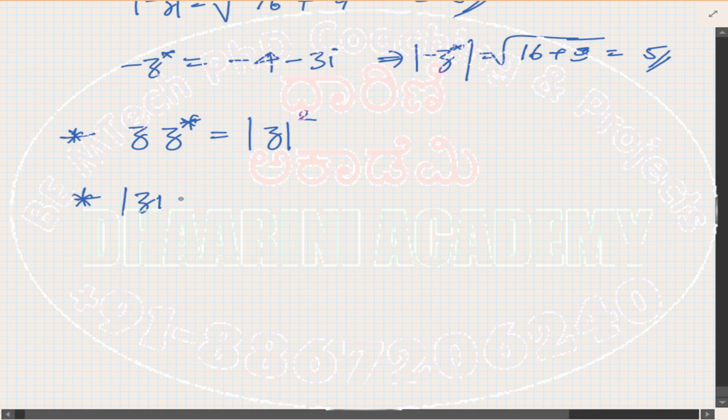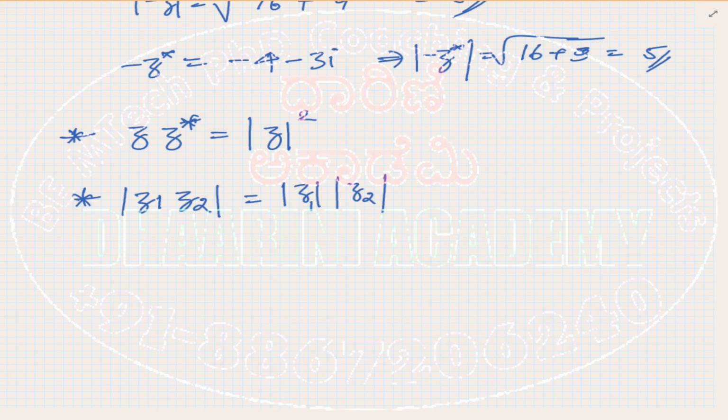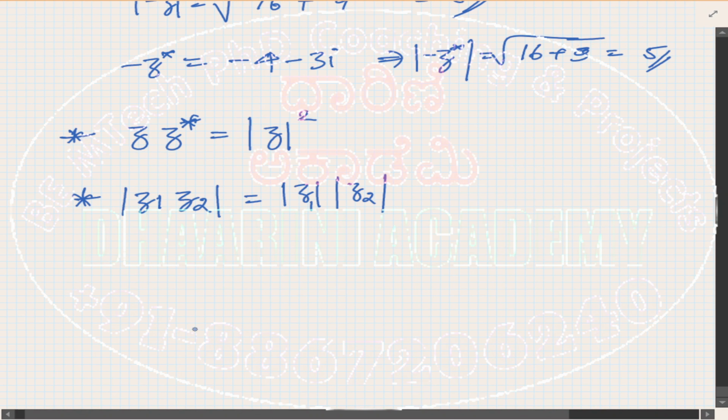Magnitude of z1 into z2 is always equal to magnitude z1 into magnitude z2. In general, if you have z1 z2 z3 and so on, you take a product and then take a magnitude, it's the same as the individual magnitudes getting multiplied. That is a proof, right? In the problems we might require this. Then moving on.